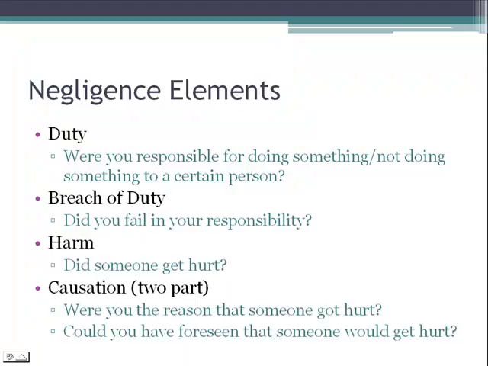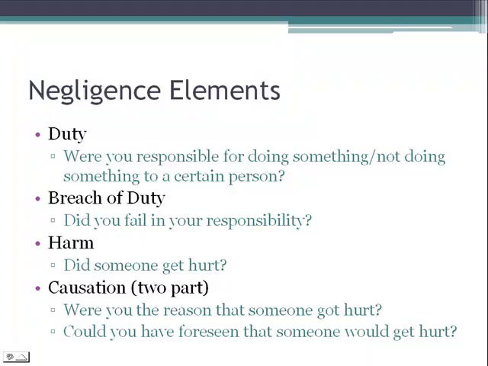Let's put this back into the animal ag context. You have a responsibility as a producer not to feed bone meal from cattle back to cattle. If you fail to do that, if you feed bone meal from cattle back to cattle, you have breached that duty. You have broken that responsibility. If somebody later gets hurt because that cattle has been diagnosed and has BSE, that person has been harmed as a result of your breach of duty. You are the reason that person got hurt.